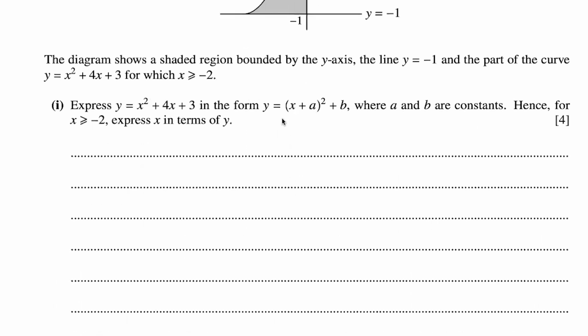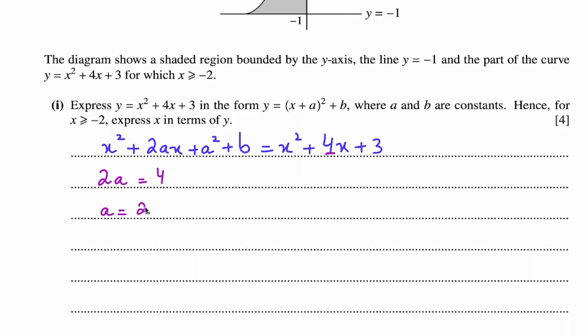So to convert it into the form (x plus a) whole squared, we can first expand the form, which will become x squared plus 2ax plus a squared plus b, and we can compare it with the original equation, which is x squared plus 4x plus 3. Now comparing the coefficients of x, on the left hand side we have 2a, and on the right hand side we have 4. So the value of a would be 4 upon 2, which is 2.